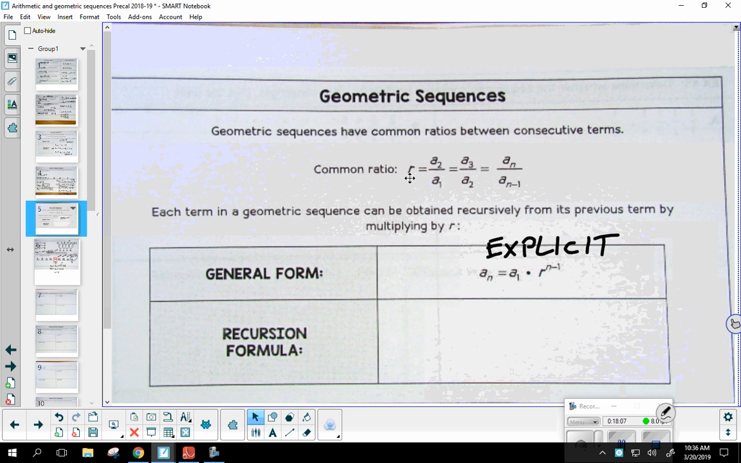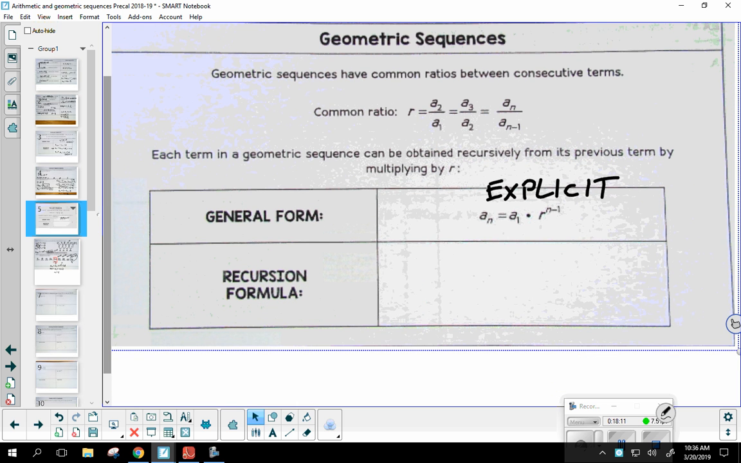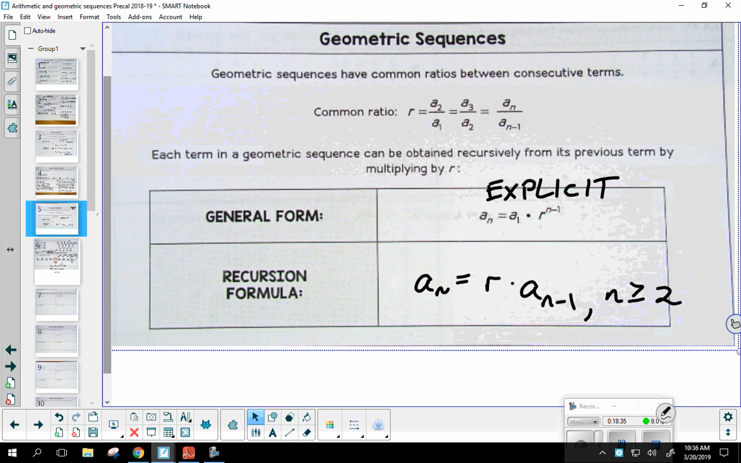Okay. Now, the recursive formula, what you're going to want to do every time you write the recursive formula, you want to give two additional pieces of information. You always, always, always want to give the first term, and then you want to make sure to put the restriction. Okay, here's just the general form, so I don't need to worry about the first term. So the nth term of a geometric sequence, I'm going to take the common ratio r and multiply it by the previous term. So a sub n minus 1. And our restriction is that n's got to be greater than or equal to 2.